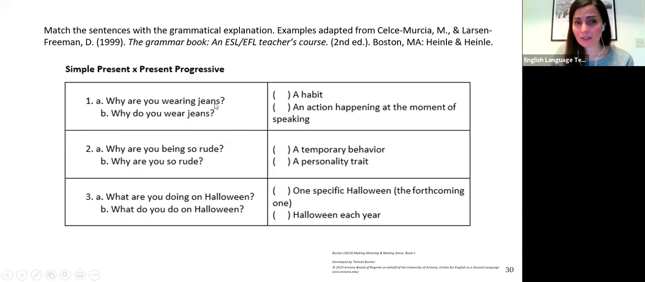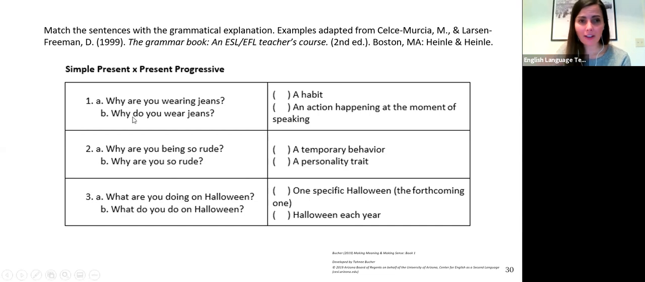So what do you think about this? Why are you wearing jeans as opposed to why do you wear jeans? Which one is a habit? Which one is an action happening at the moment of speaking? Why are you being so rude versus why are you so rude? Which one is a temporary behavior? Which one is a personality trait, right? And what are you doing on Halloween versus what do you do on Halloween? One specific Halloween, the forthcoming one, or Halloween each year, right?